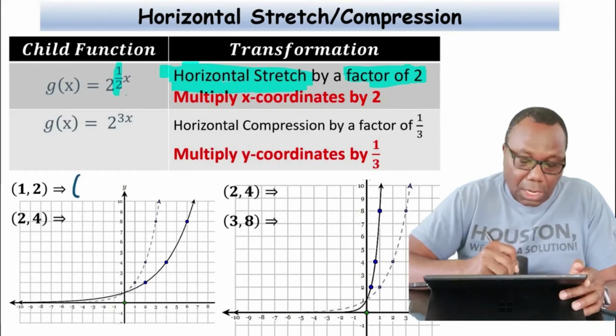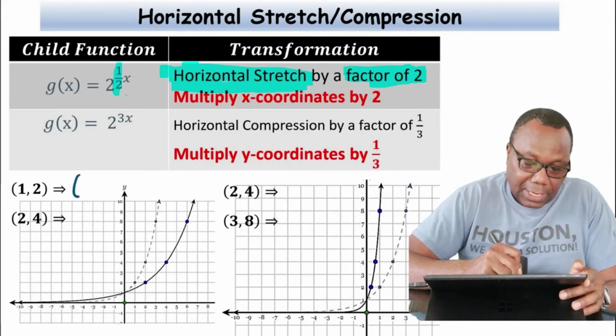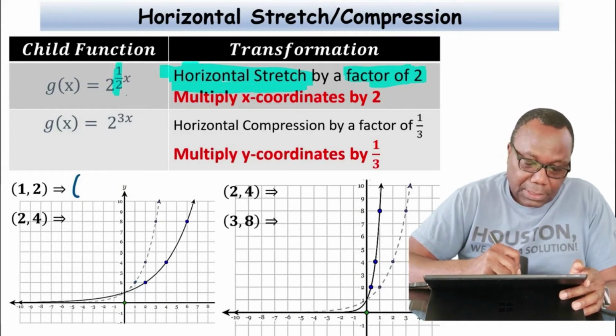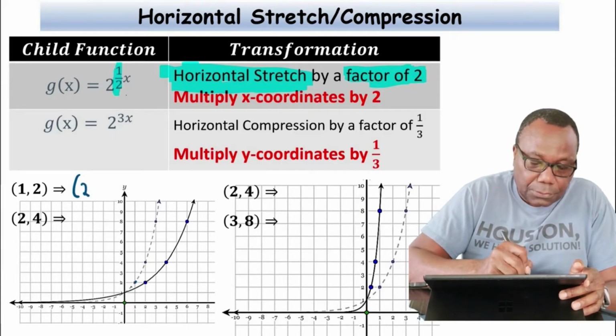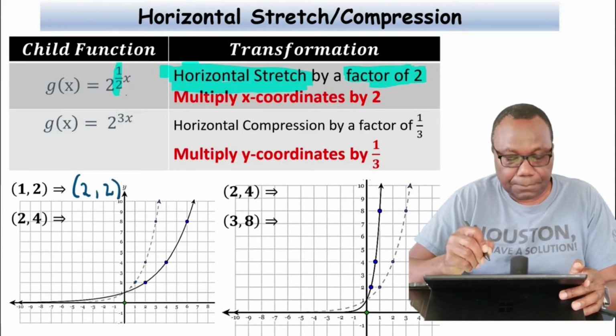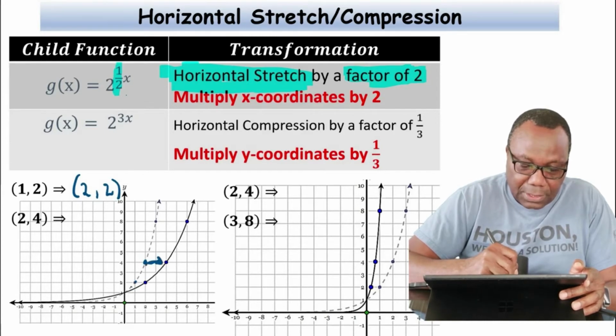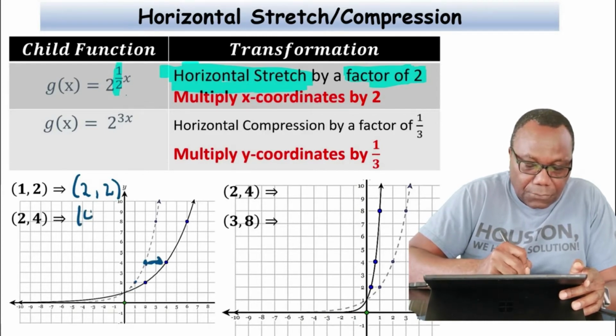Okay, let's start with 1 comma 2. What does it become? It becomes 2 comma 2. Let's look at the other one. 2 comma 4, this one is stretched sideways. When you stretch it sideways, it becomes 4 comma 4.